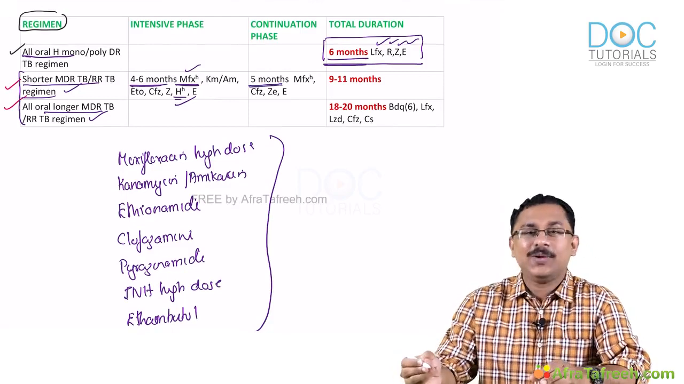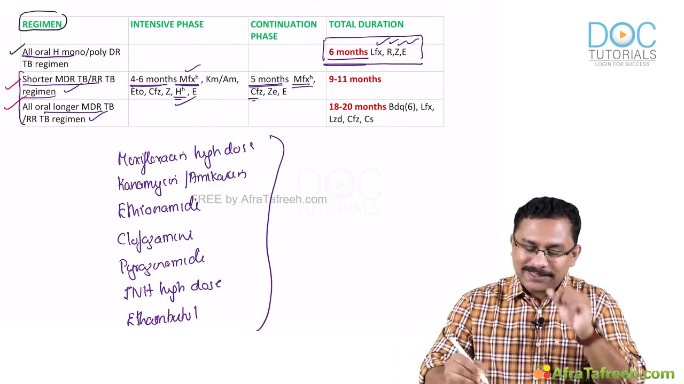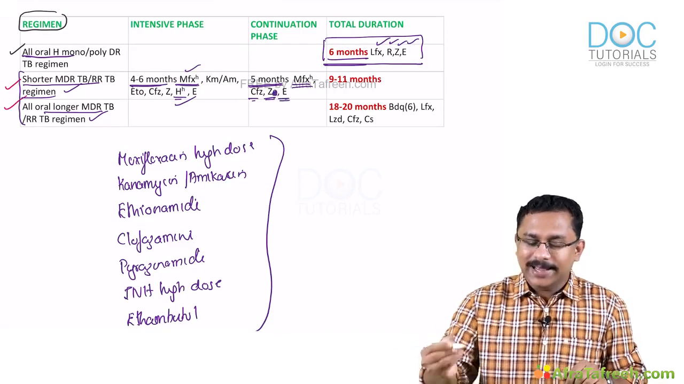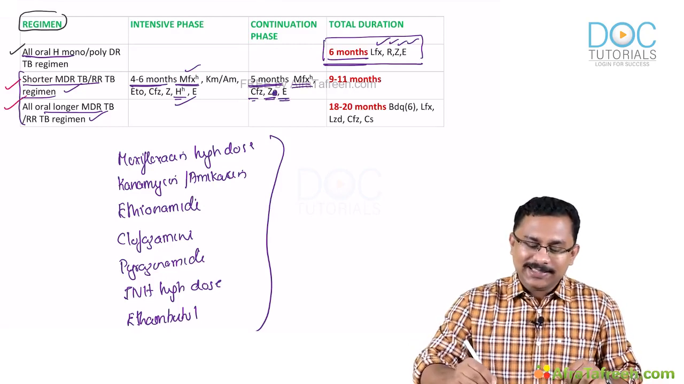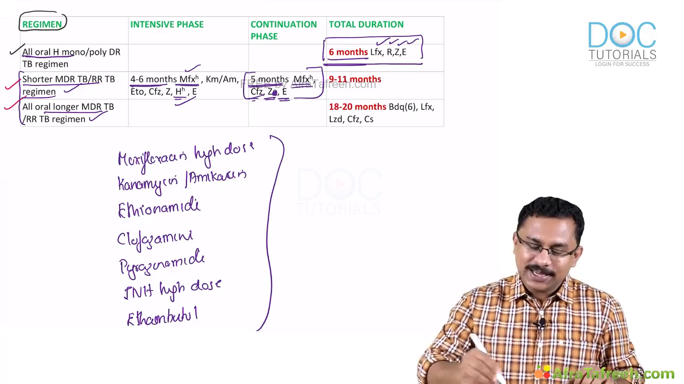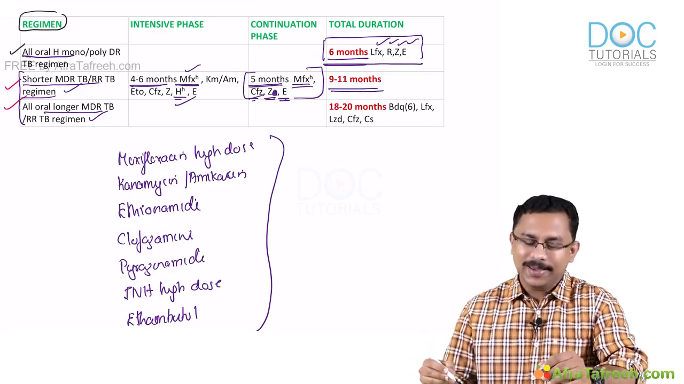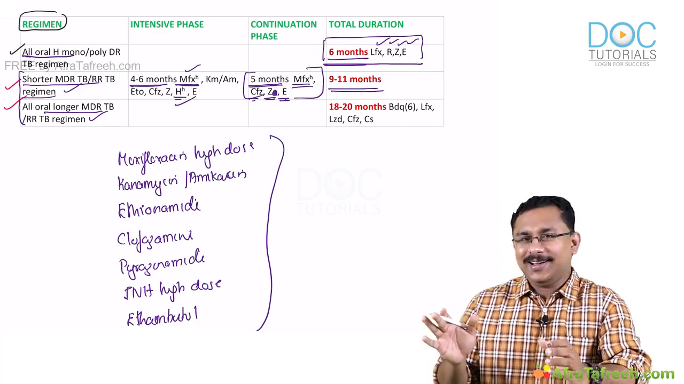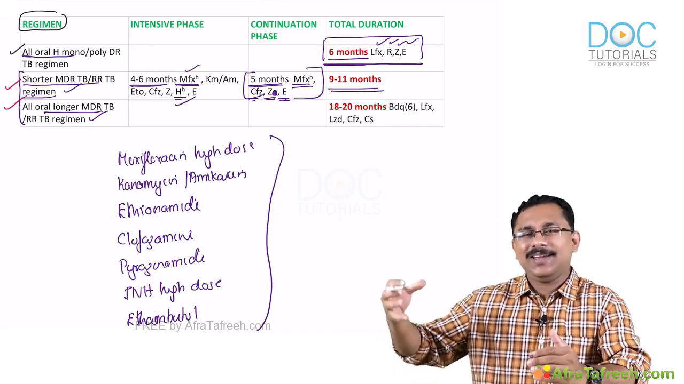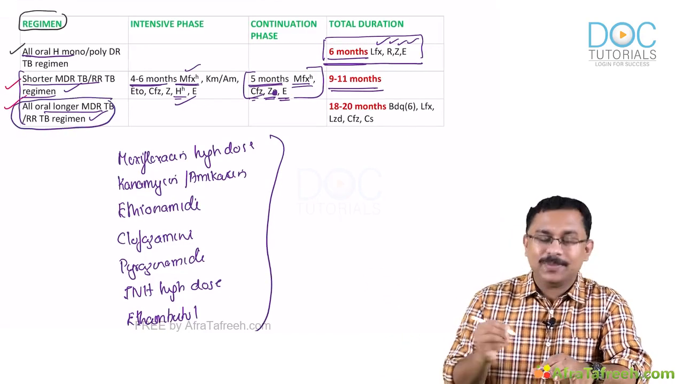and then you will go for a continuation phase where you will have moxifloxacin, clofazimine, pyrazinamide, this E is not there, pyrazinamide and ethambutol. So these are the agents for the continuation phase. Intensive phase, continuation phase, so total you will have around 9 to 11 months. So that is one regimen for the second category, that is your MDR TB as well as rifampicin resistance. But you can also go for a longer regimen.